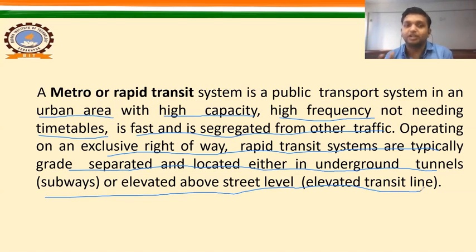Rapid transit systems are typically grade separated and are located either in underground tunnels. You can discover it whenever you travel through Delhi Metro: the area which comes under Chandni Chowk and Rajiv Chowk is actually underground, a subway. And some areas such as Noida City Center and Noida Sector 18 are elevated above the street level. So these are basically the three different new trends which have been followed in the railways.